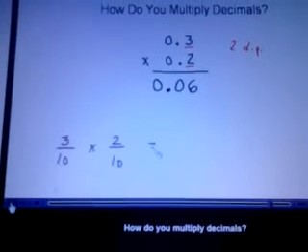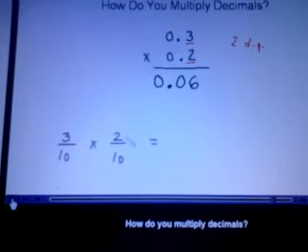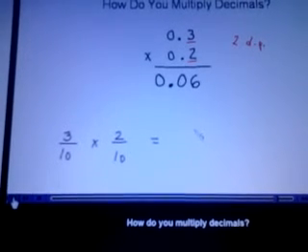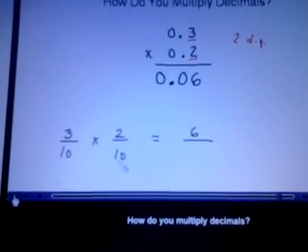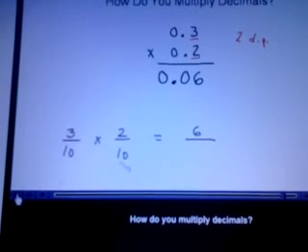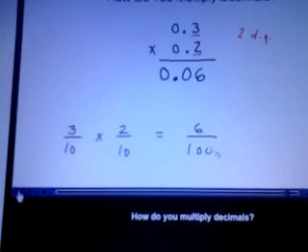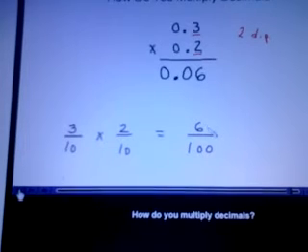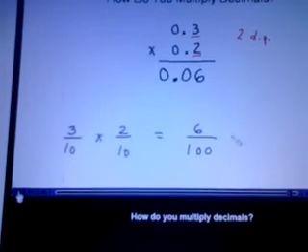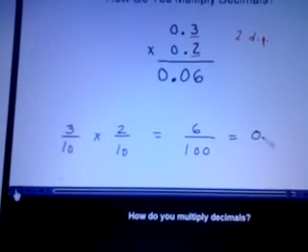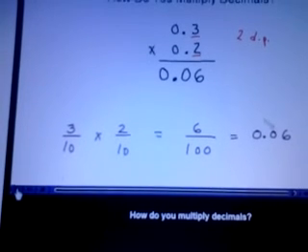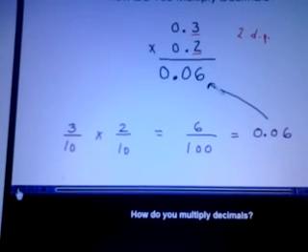When you multiply fractions, you multiply the numerators together. 3 times 2 is 6. And you multiply the denominators together. 10 times 10 equals 100. So our answer is 6/100. And if we write that as a decimal, it looks like this. And that's exactly what we got for our answer.